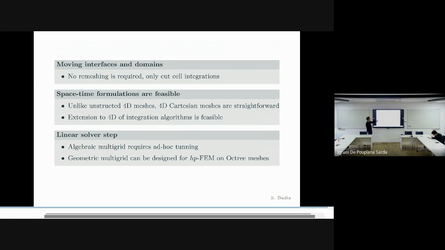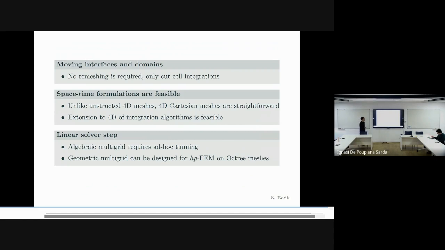And also at the linear solver step, you know, algebraic multigrid methods are a little bit hard to make work sometimes. They require lots of ad hoc tuning. And if you are able to use geometric multigrid, that would be excellent. But for unstructured mesh generation, that's quite a problem because the coarsening strategies are not going to work there. So what we would like to do is also to be able to use geometric multigrid methods, even if you're dealing with complex geometries, right? So this is more or less our motivation.